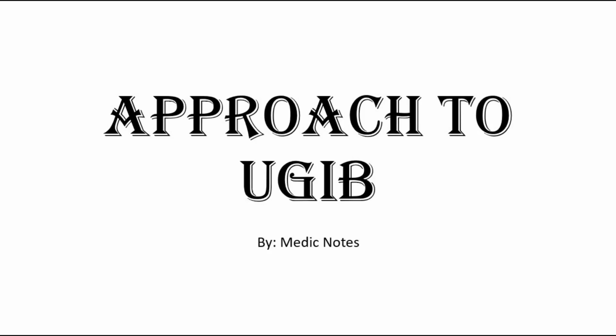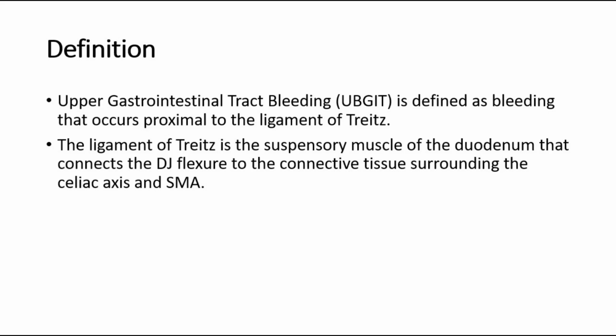This video is on approach to upper GI bleeding. Upper gastrointestinal tract bleeding is defined as bleeding that occurs proximal to the ligament of Treitz. The ligament of Treitz is the suspensory muscle of the duodenum that connects the DJ flexure to the connective tissue surrounding the celiac axis and superior mesenteric artery.